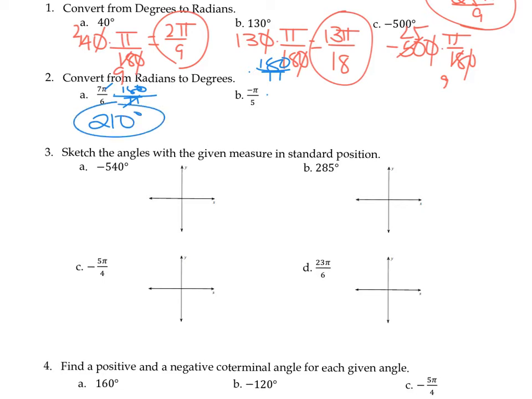Negative pi over 5 multiplied by 180 over pi. The pi's cancel out. So I have negative 180 over 5, which is negative 36 degrees.